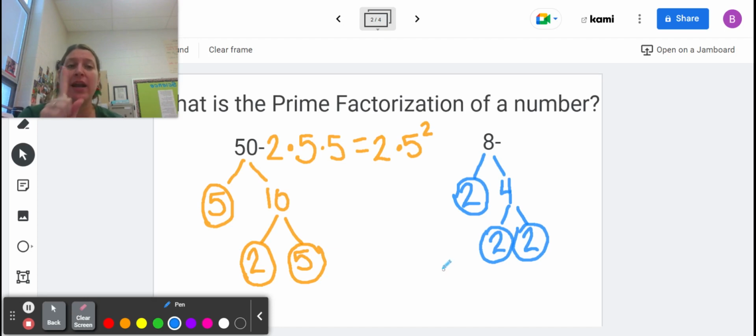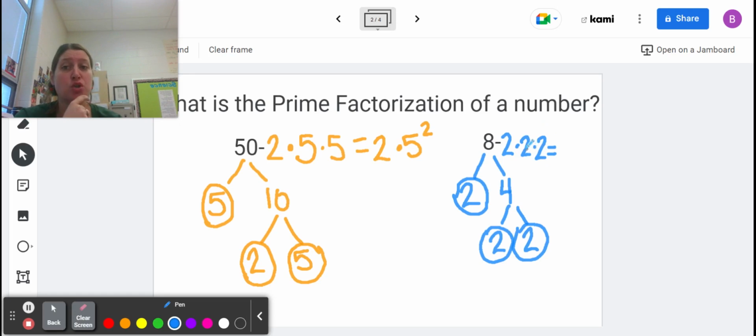So now I'm going to write it as a multiplication problem with each of the numbers that are circled from smallest to largest. They're all 2, so it doesn't really matter the order. I'm going to just write this as a multiplication problem. So 2 times 2 times 2. But I have repeated numbers.